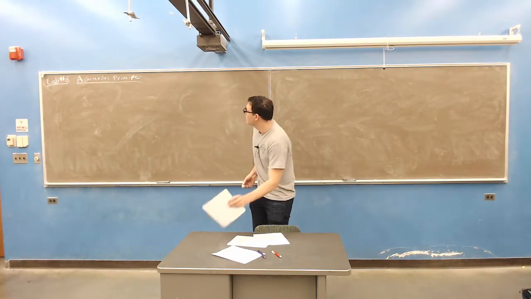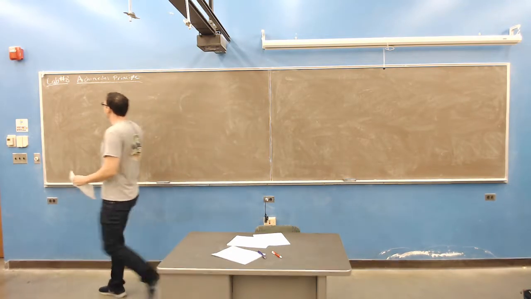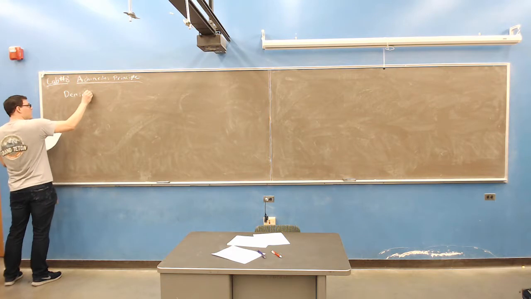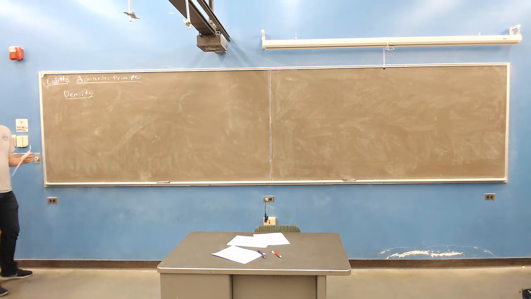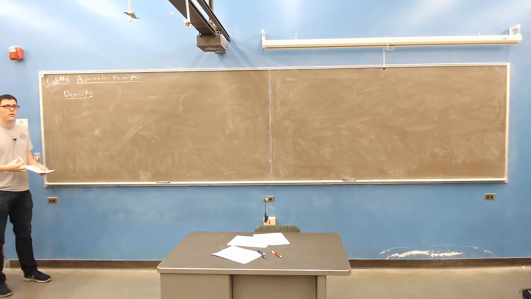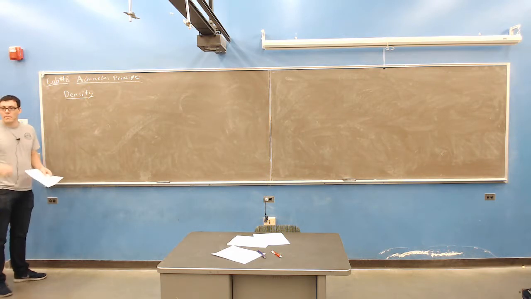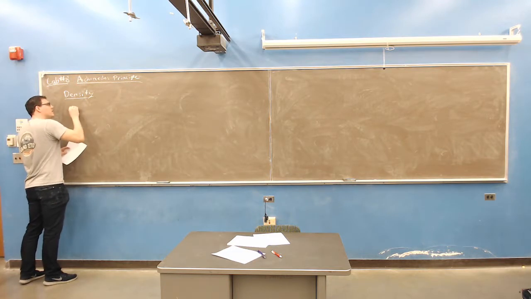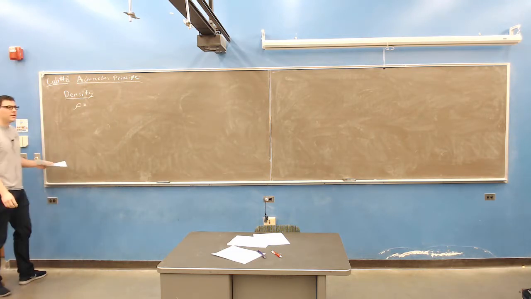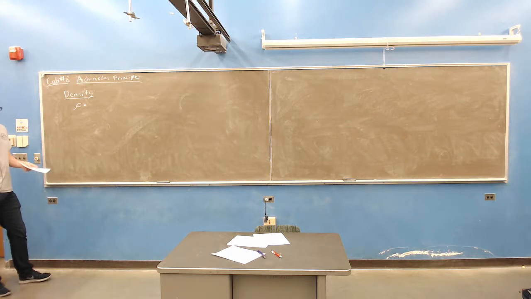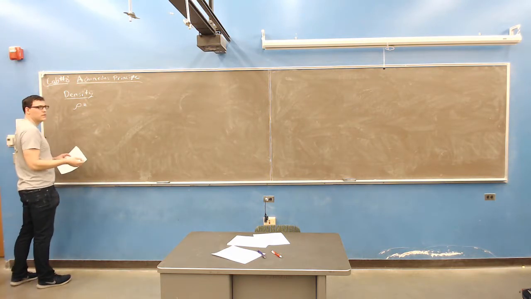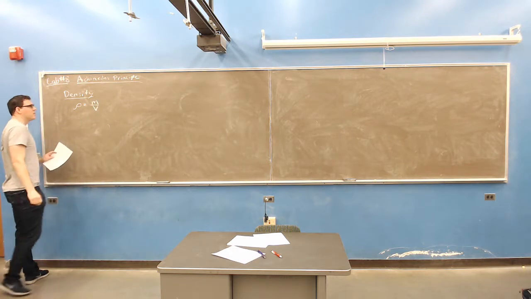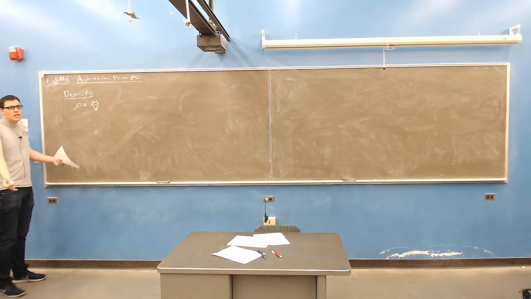So lab 8 is Archimedes' principle. The first thing I want to review is density, because we're going to need it. So what's the definition of density? Anyone remember? So the symbol for density is rho, at least the symbol I'm going to use. And rho is equal to mass over volume. Good job. So it's the mass per unit volume. That's what we're going to call density.